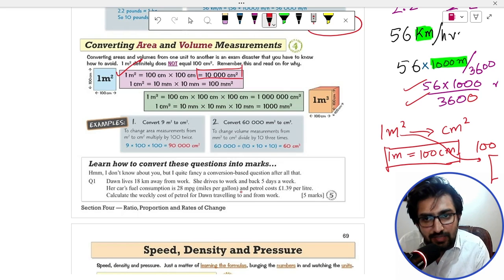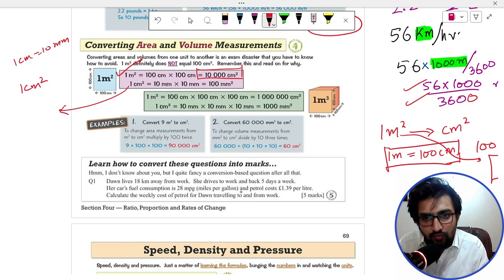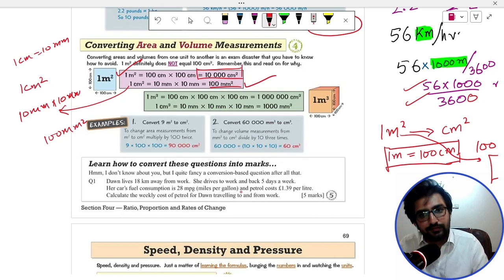Now I'm solving this question. 1 centimeter square, you want to convert this into millimeter square. You know that 1 centimeter is equal to 10 millimeters. If you want to convert it into millimeter, you need to multiply 10 millimeter twice, because this is area, there is square, so 10 times 10 is 100 millimeter square.